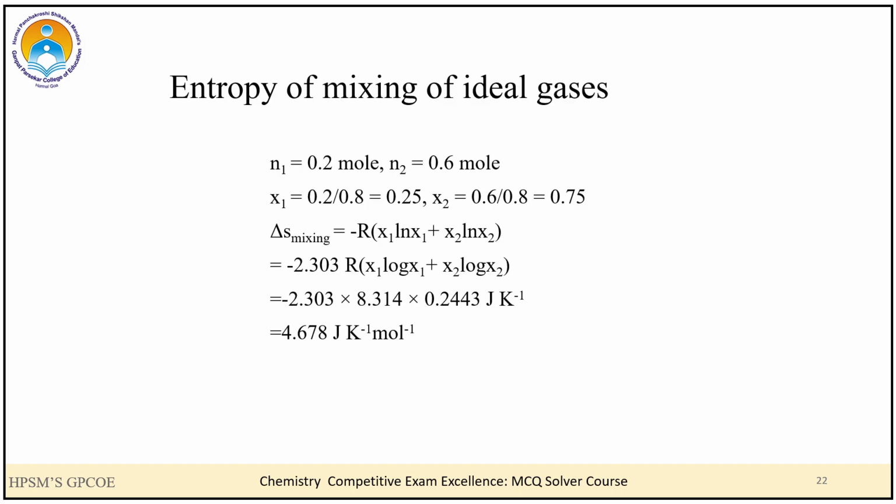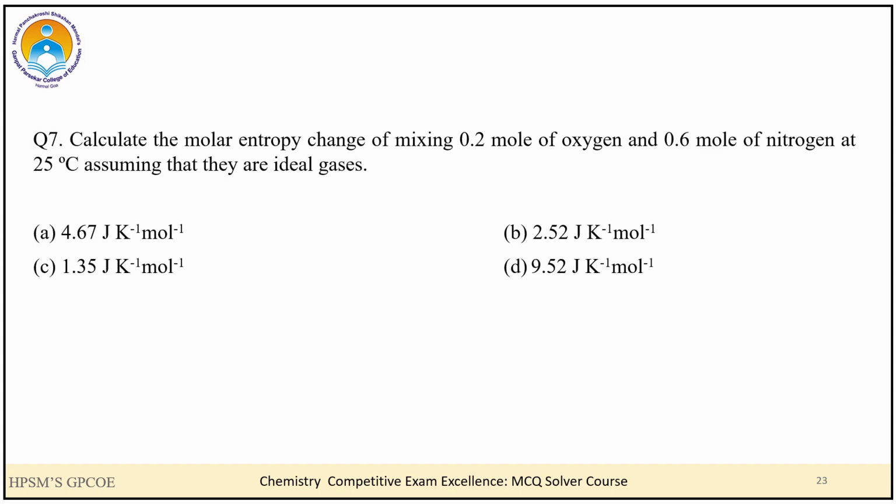This problem is based on calculating the entropy of mixing of ideal gases. Given N1 equals 0.2 moles, N2 equals 0.6 moles, X1 equals 0.2 divided by 0.8, which comes to 0.25, and X2 comes to 0.75. Using the expression for delta S of mixing, which is equal to minus R into X1 ln X1 plus X2 ln X2, substituting the values of R, X1 and X2, we get the final answer as 4.678 joules per Kelvin per mole. Thus, option A is the correct answer.